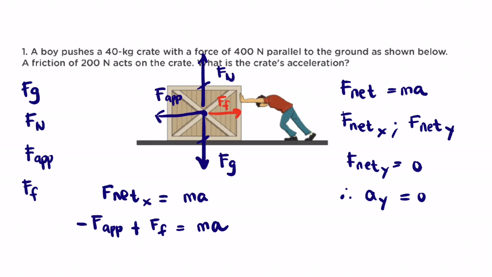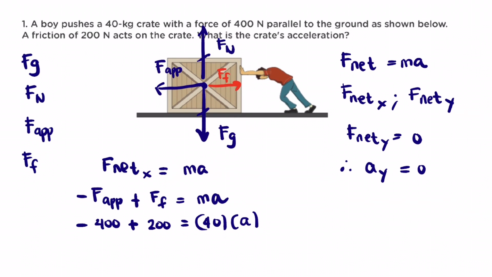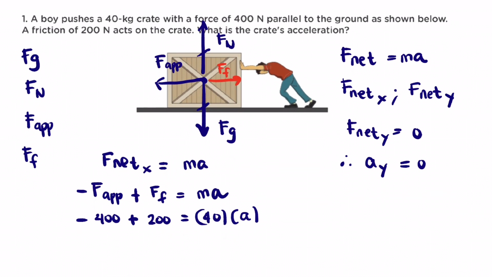The magnitude of the applied force is 400 newtons, so we will have negative 400, plus the magnitude of friction, which is 200 newtons, is equal to m, which is mass, and that is the mass of the crate. So that's 40 kilograms multiplied by the acceleration, which is our unknown. So you could just plug these values in the calculator, having a as your unknown, and that would give us that the acceleration is equal to negative 5 meters per second squared.